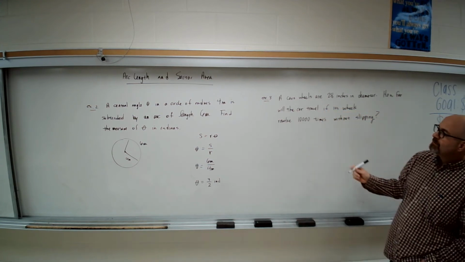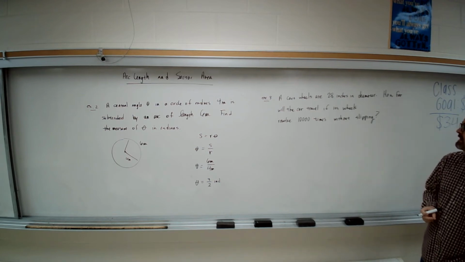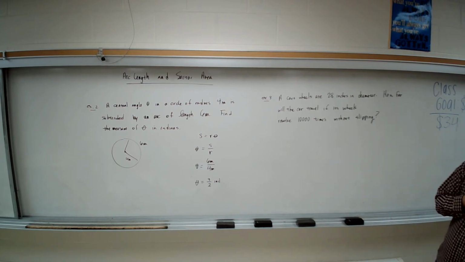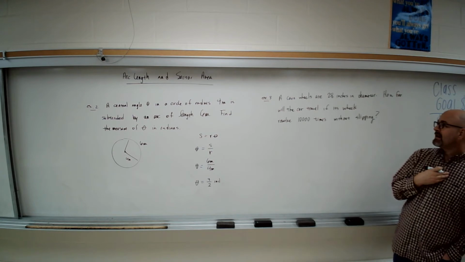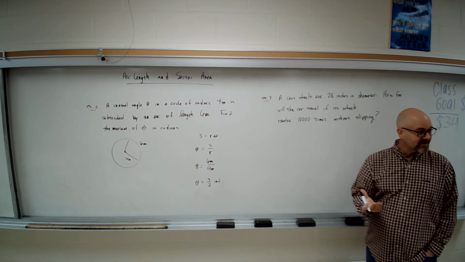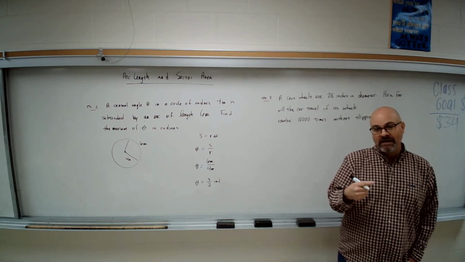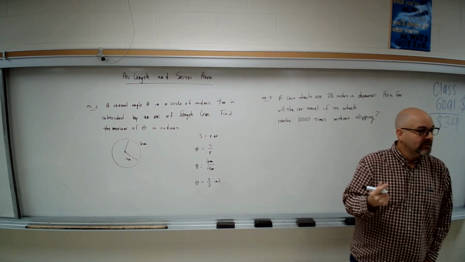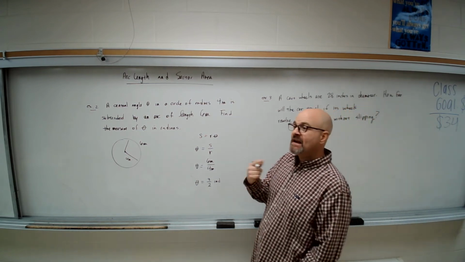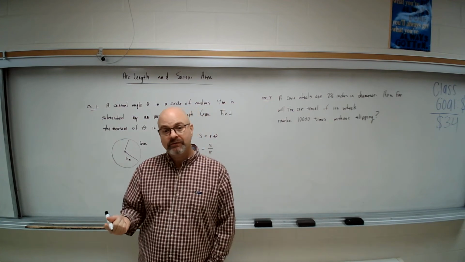Okay, this is a more interesting example, I think. A car's wheels are 28 inches in diameter. How far will the car travel if its wheels revolve 10,000 times without slipping? This is how your speedometer works, basically. It doesn't look at your wheels, it actually looks at one of your axles and it measures how many times it revolves. And at the factory, they set it based on the diameter of your stock wheels.